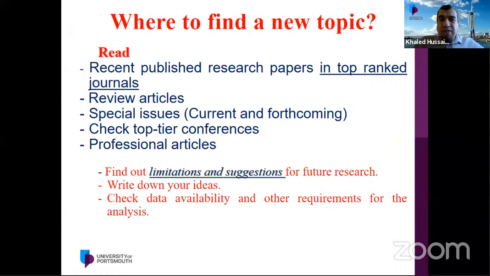Also, in the conclusion in the top-ranked journals, you will find in the last paragraph some interesting ideas for future research. So normally, authors provide ideas for future research. If you identify that your research interest is financial accounting, for example, and you start reading recent articles, you need to look at the conclusion. You need to find out the research limitations for each article and also the ideas for future research.